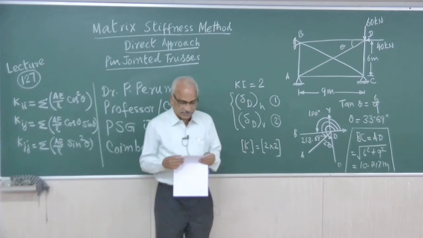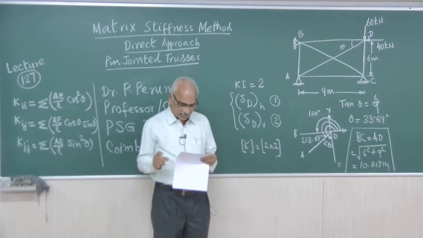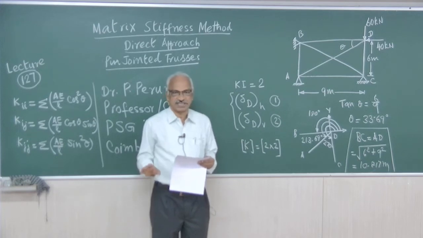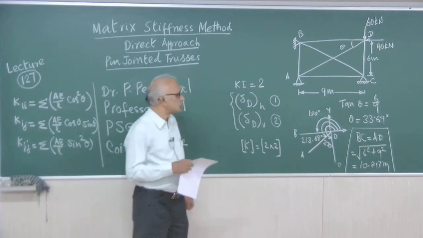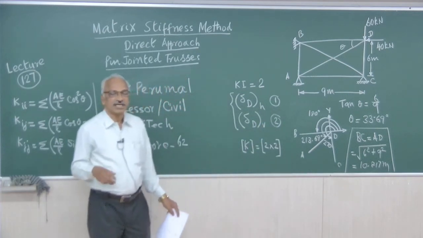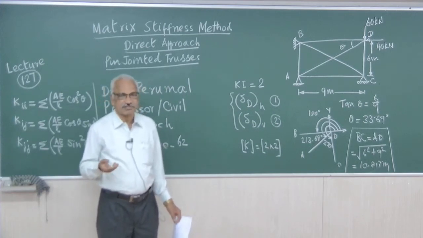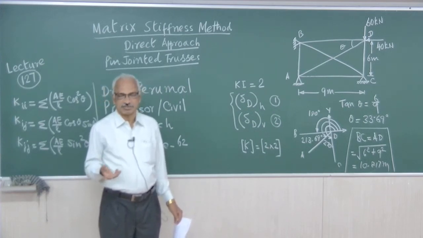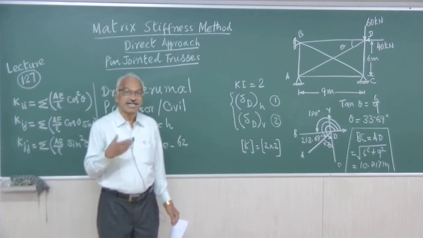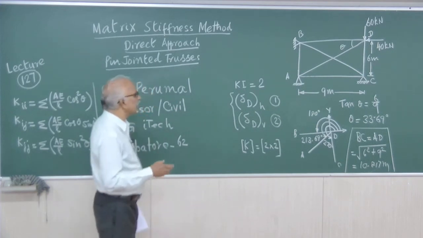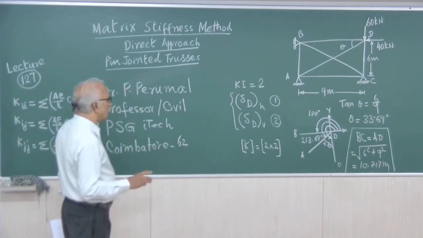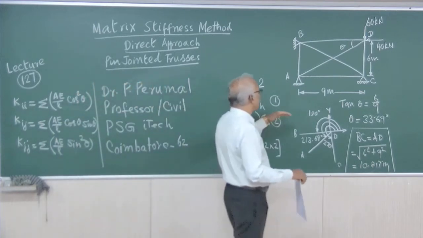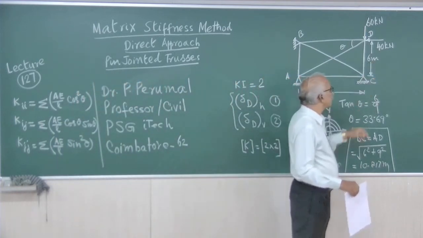The question is, analyze the pin jointed truss shown in the figure by the direct stiffness method, and no other data is given. Sometimes they will give the area of cross section of members and also Young's modulus of members. Now, they are not given, so that will get cancelled, right. AE is not given in the problem. This truss is of dimensions 9 meters by 6 meters.